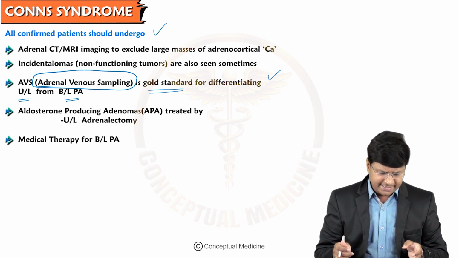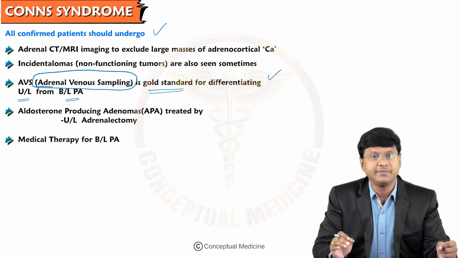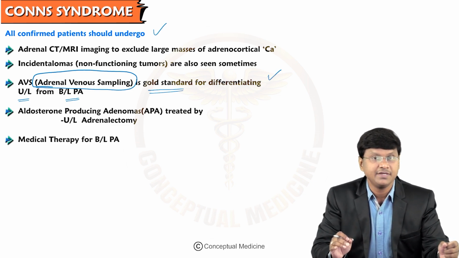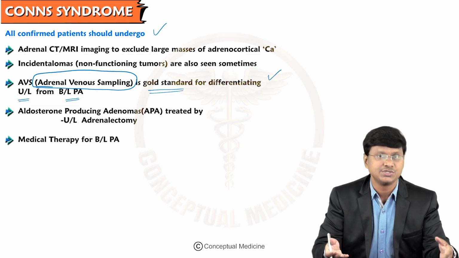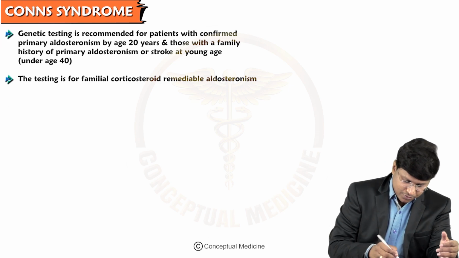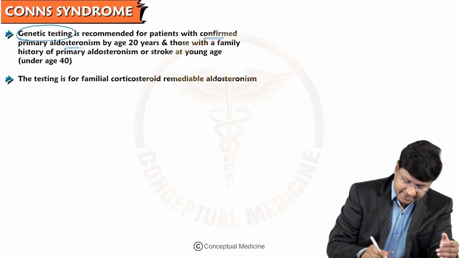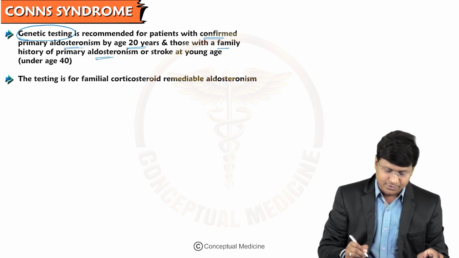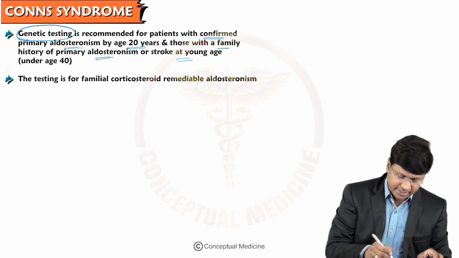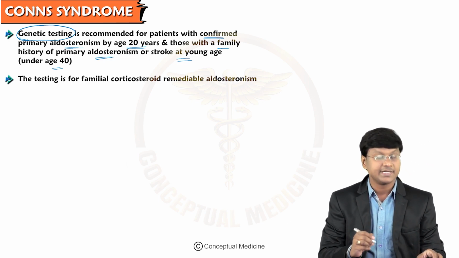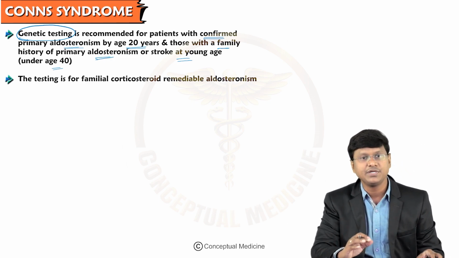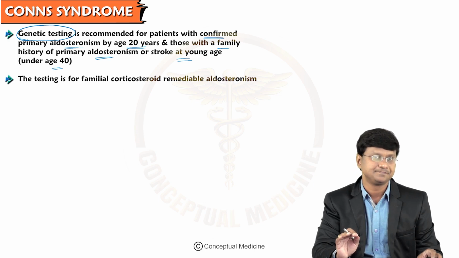Now, followed by that, if some patients have features of hyperaldosteronism from a young age, then they have to undergo genetic testing. Genetic testing is recommended for patients with confirmed primary aldosteronism by the age of 20 years, those with a family history of primary hyperaldosteronism, or an individual with stroke at a young age, under 40 years. For them, you need to do genetic testing.